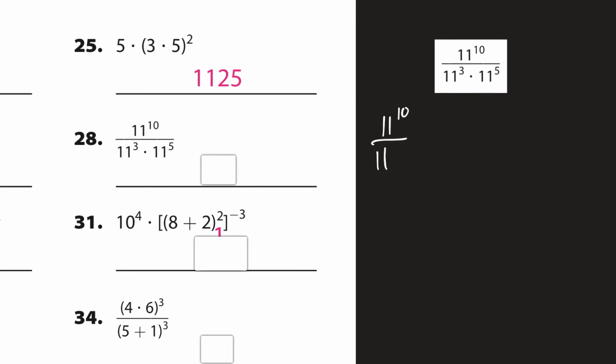You have 3 of them and 5 of them. You have 8 of them altogether. And then you can do 11 to the 10 minus 8 for the same reason I did in the previous problem. You can subtract them. And you end up with 11 to the second. And I know that's 121. And when I do this, I should get 121.